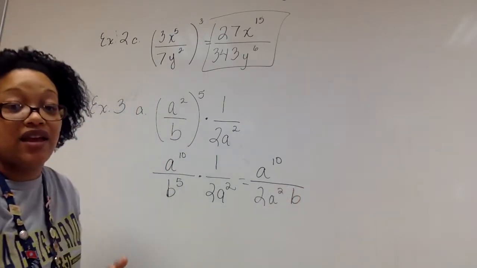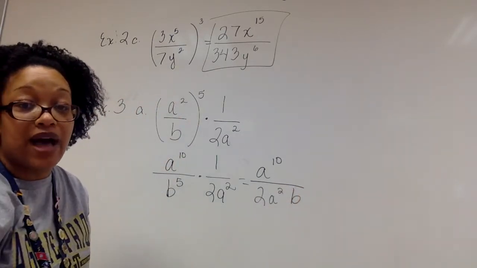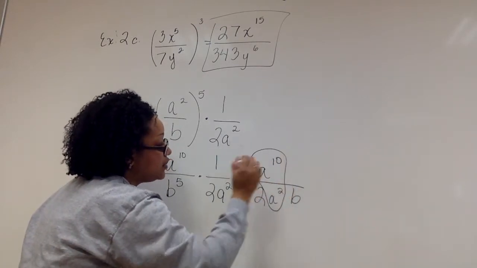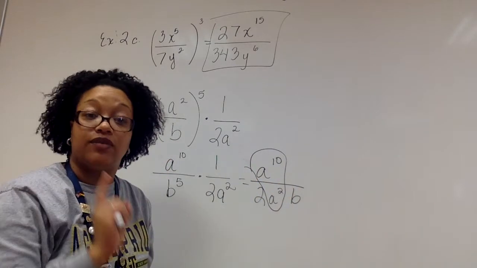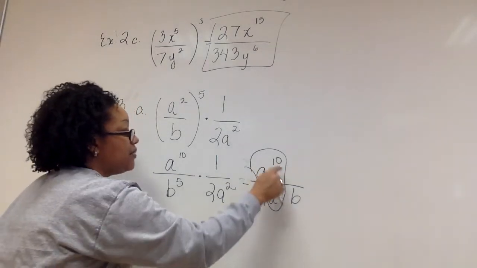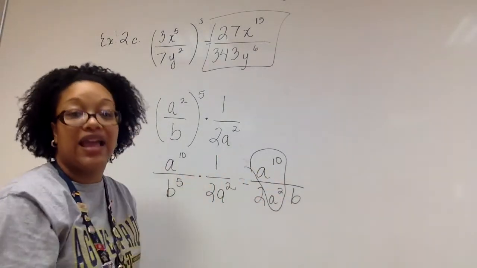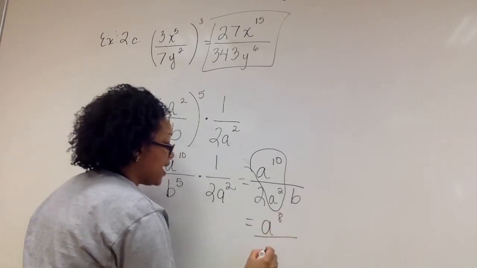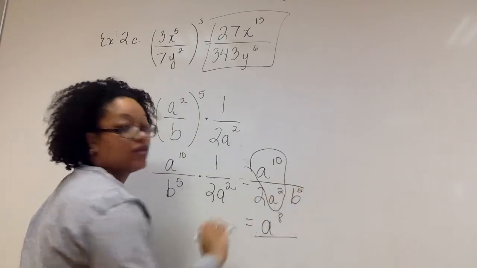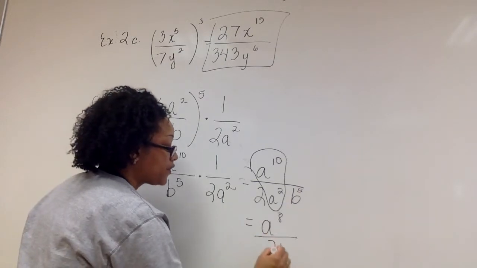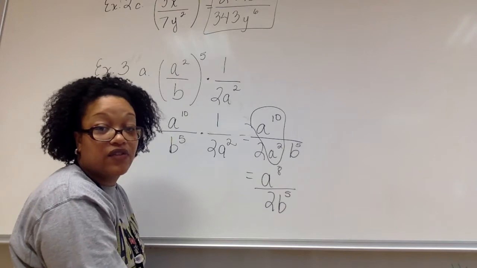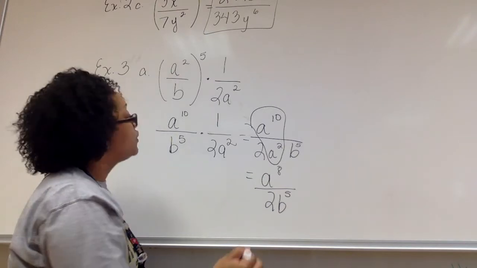All right, now we're not done because you have an a on the top and the bottom. Well, what do you do when you have like bases that are being divided? You subtract the exponents. So 10 minus 2 becomes 8. So this is a to the 8th divided by, oops, I forgot my 5 right there. I got it. 2b to the 5th. The 2 and the b stay exactly where they are because nothing changed. Right?